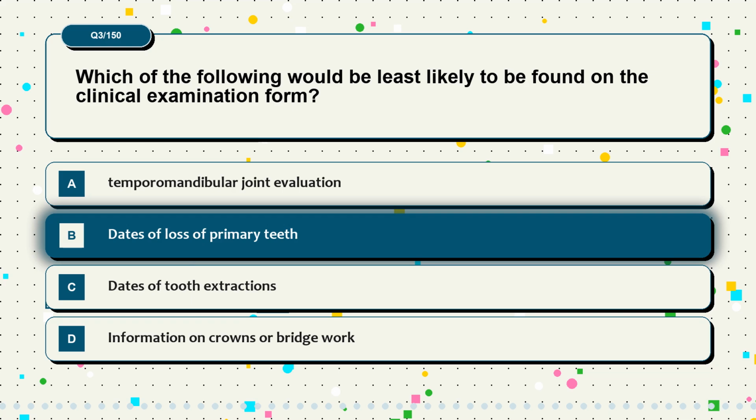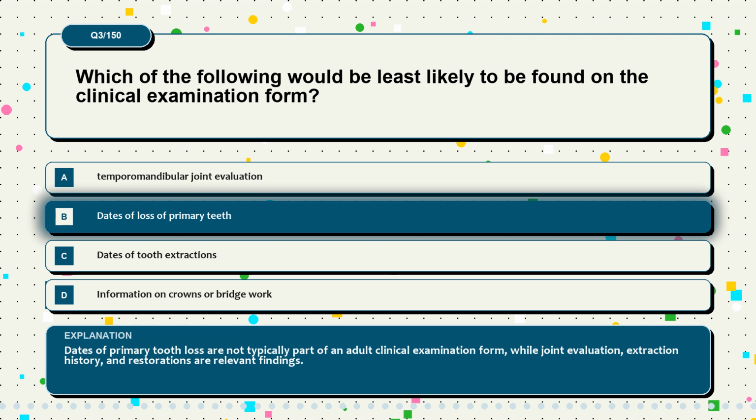The correct answer is option B. Dates of loss of primary teeth. Dates of primary tooth loss are not typically part of an adult clinical examination form, while joint evaluation, extraction history, and restorations are relevant findings.